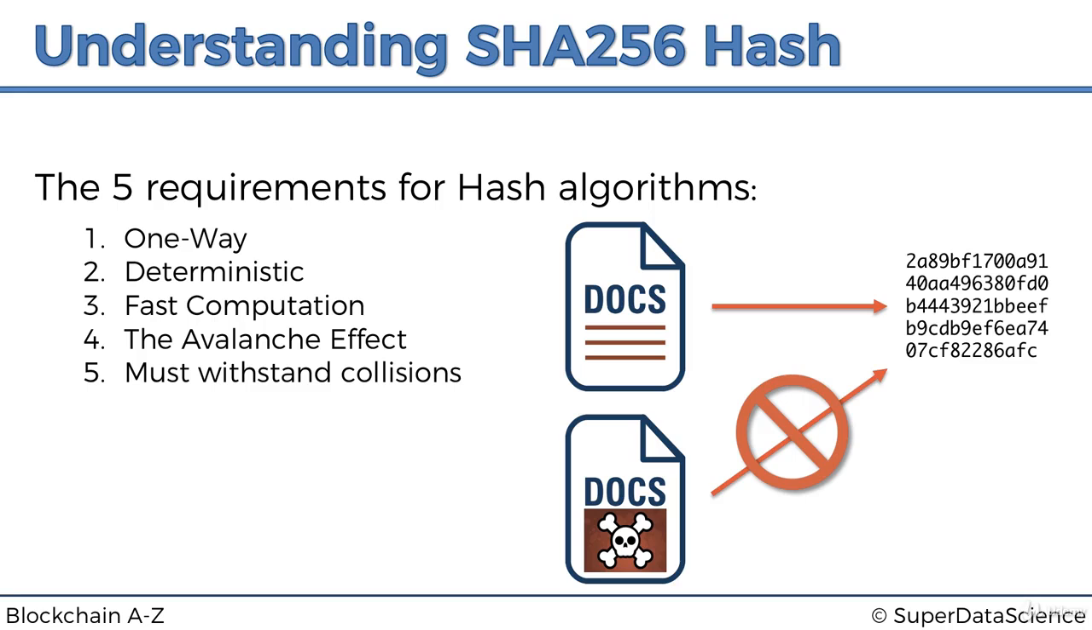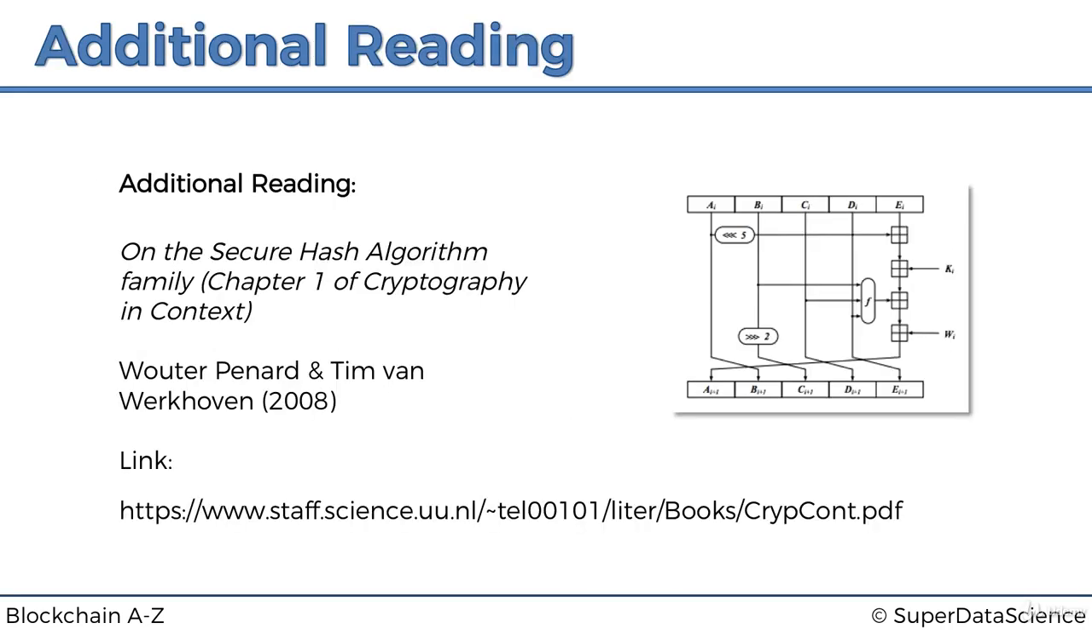And to finish off, here's the promised additional reading. If you'd like to learn exactly about how the SHA256 algorithm works, then you can check it out here. The paper is called On the Secure Hash Algorithm Family. It's actually not a paper, it's a chapter in a book. It's chapter 1 of Cryptography in Context. And that chapter 1 was written by Penard and Verhoeven. And the link's over there. The link will also be in the notes for the course.